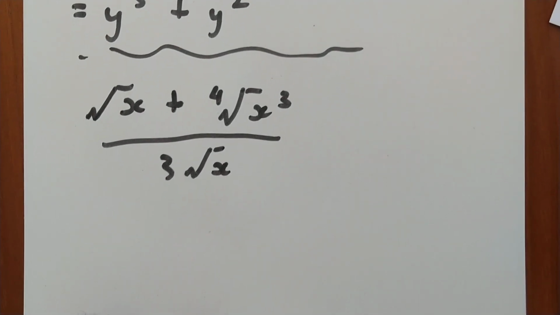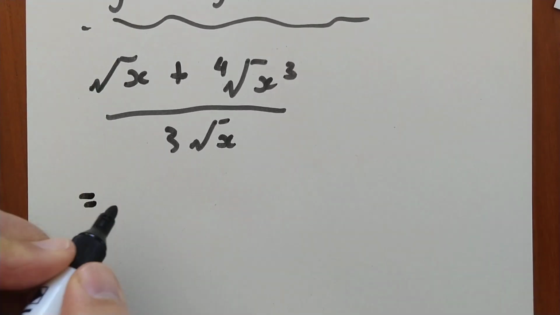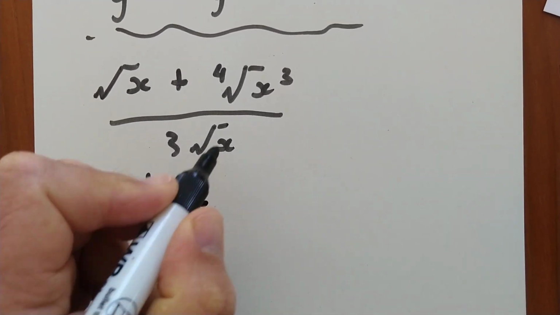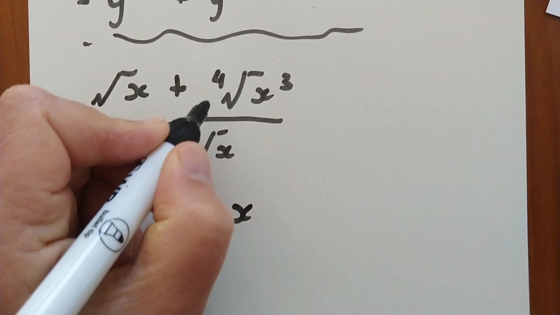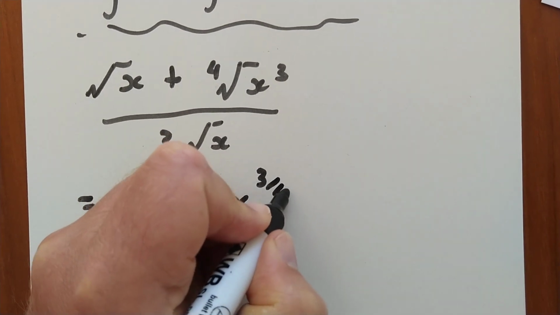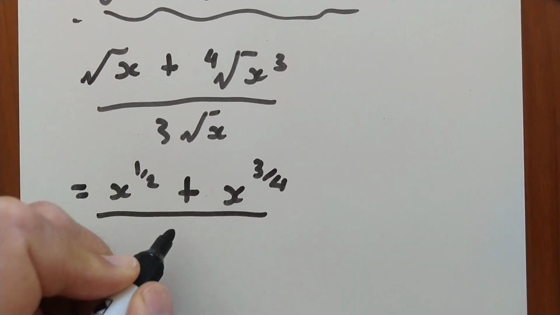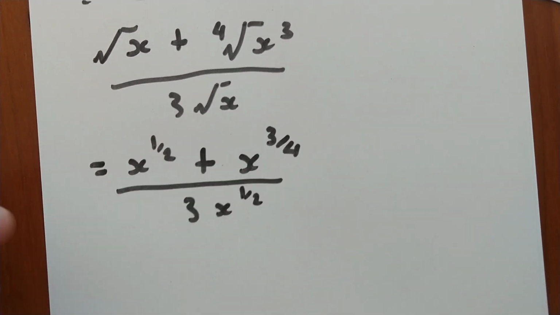Well, let's change it into indices. Let's not panic. Top line becomes x to the power of a half, plus this becomes x. The cubed is normal. The root part is a fraction. So that's x to the power of 3 over 4. And the bottom line, 3x to the half.